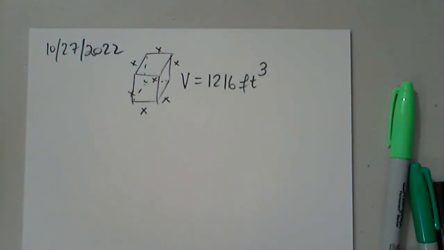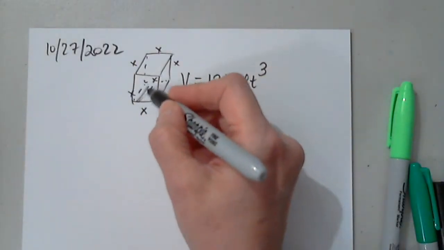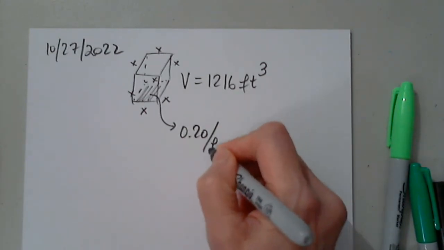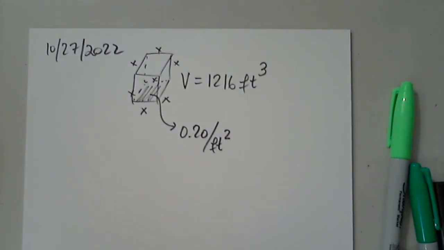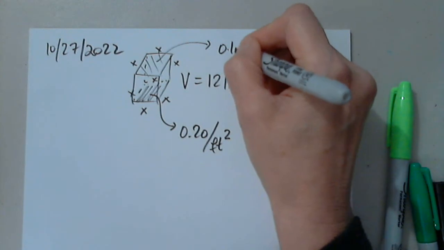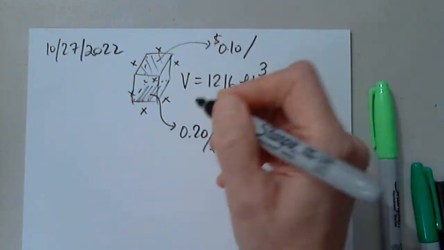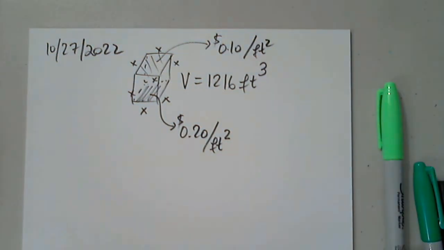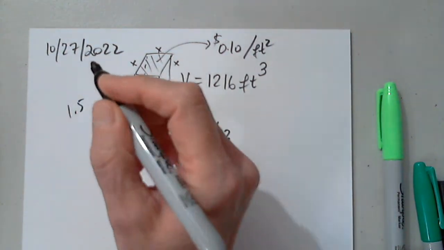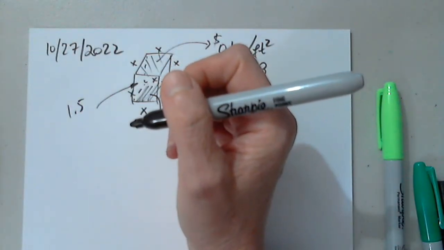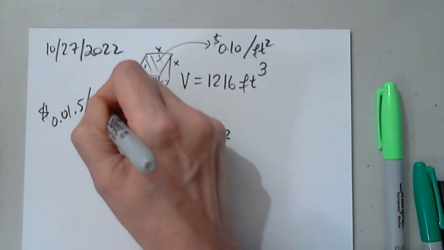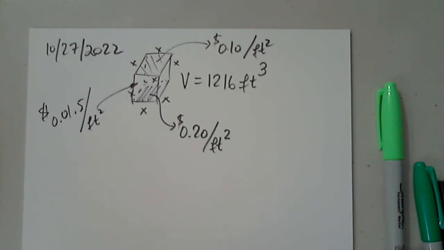Okay, the cost per square foot for the bottom is $0.20 per square foot. For the top, right here, the cost is $0.10 per square foot, of course, dollars. And for the sides is 1.5 cents, so $0.015 per square foot. Okay, perfect.